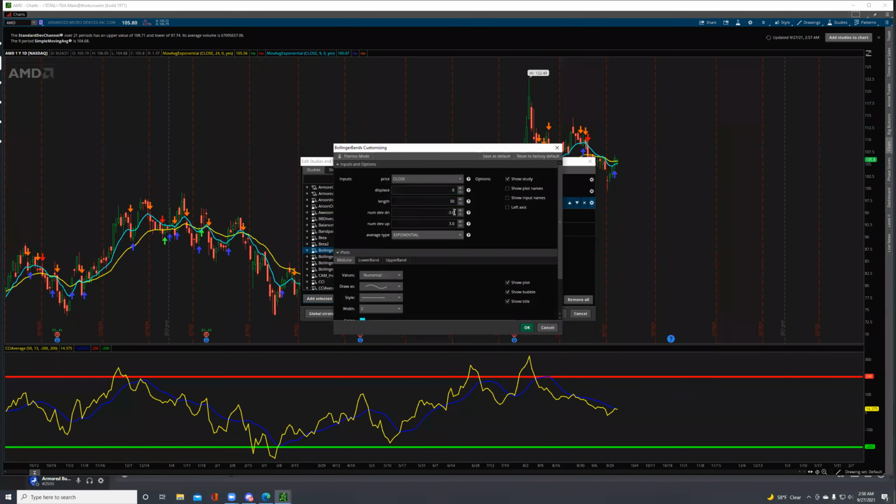So we go to settings. All right, I have it on the 50 moving average. Okay, so this literally acts as a 50 moving average. So you don't even need to have a 50 moving average on your chart if you have this set up like this. I set it to the third deviation.